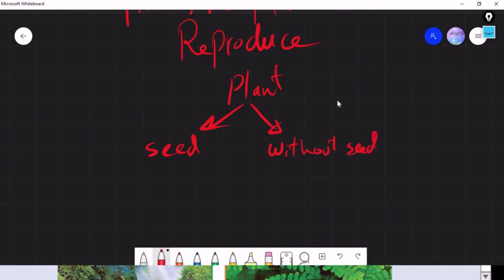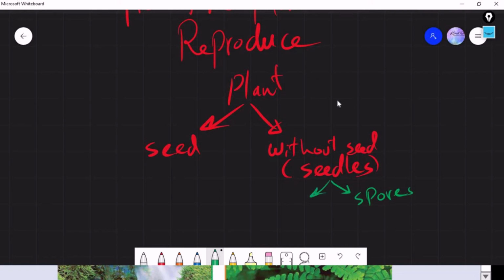Now when we talk about plants with seeds, I'm talking about apple, tomato, cucumber. A lot of plants have seeds and will grow by seeds. And another plant without seeds, that's called seedless. Some plants make another plant by spores, by using something called spores.